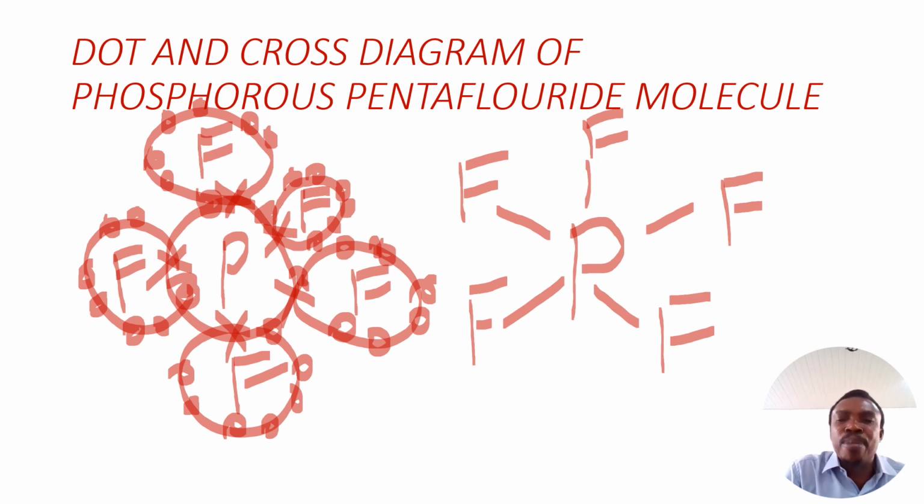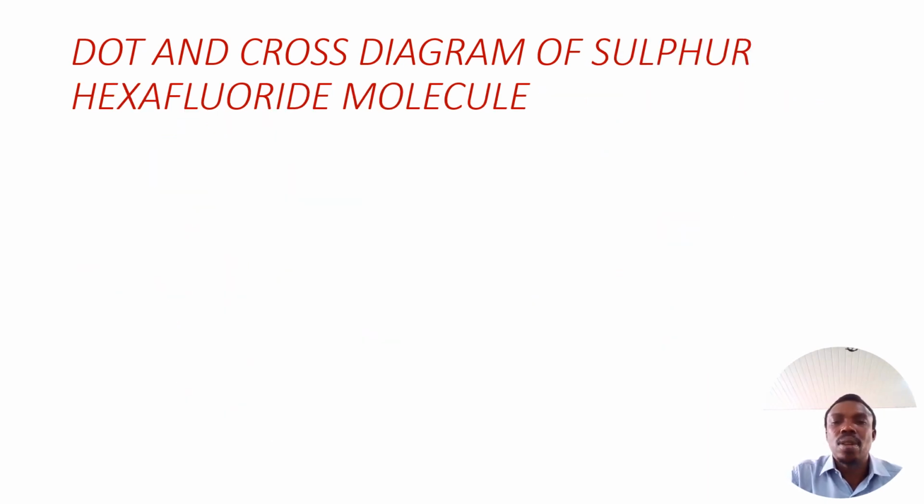So this is an example of what? A molecule that deviates from the octet rule. In this situation, we have an expanded octet, which is more than 8. So please, I want us to take note of that. Now we want to look at the formation of covalent bond in the sulfur hexafluoride molecule, using the dot and cross diagram. It is a molecule that deviates from the octet rule.